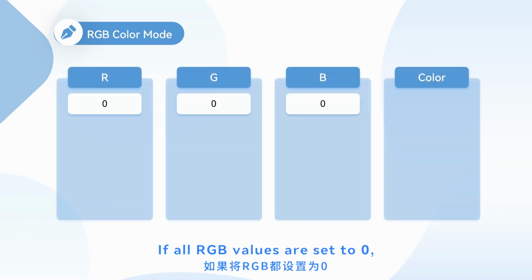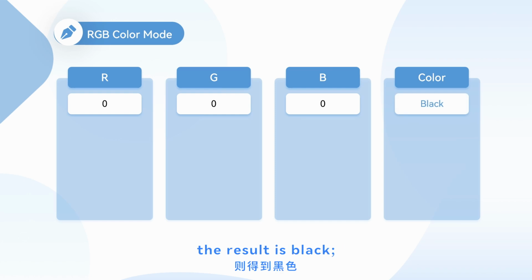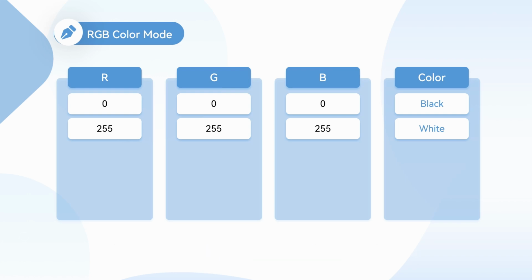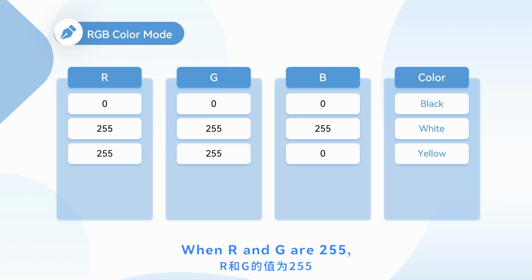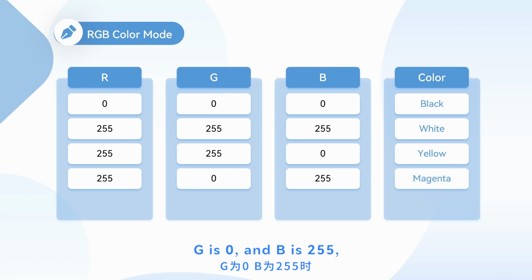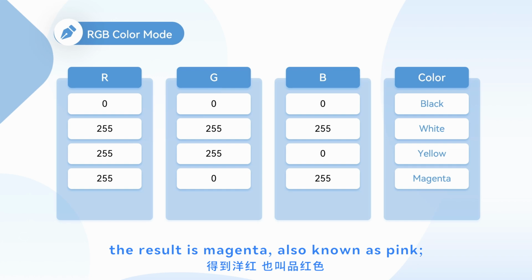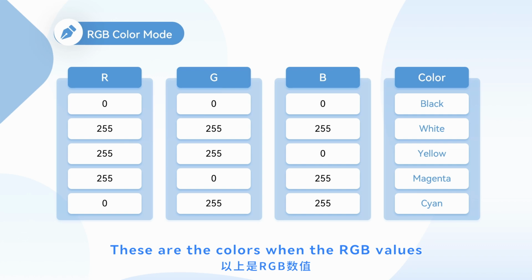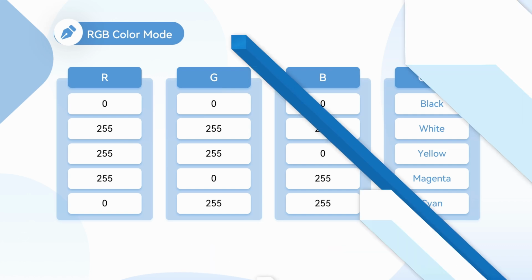If all RGB values are set to 0, the result is black. If all RGB values are set to the maximum, the result is white. When R and G are 255, and B is 0, the result is yellow. When R is 255, G is 0, and B is 255, the result is magenta, also known as pink. When R is 0 and G and B are 255, the result is cyan. These are the colors when the RGB values are at their maximum and minimum.